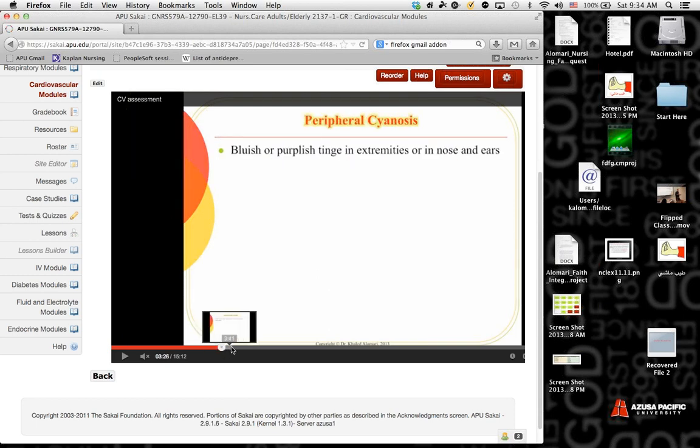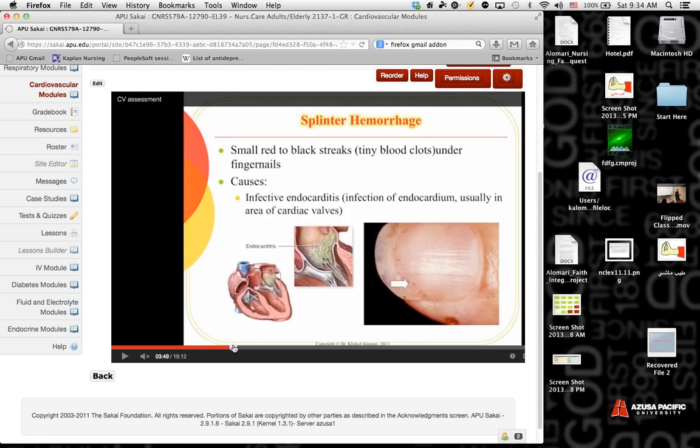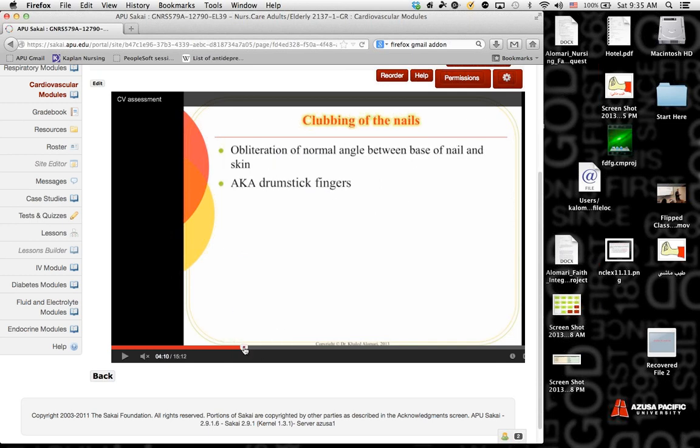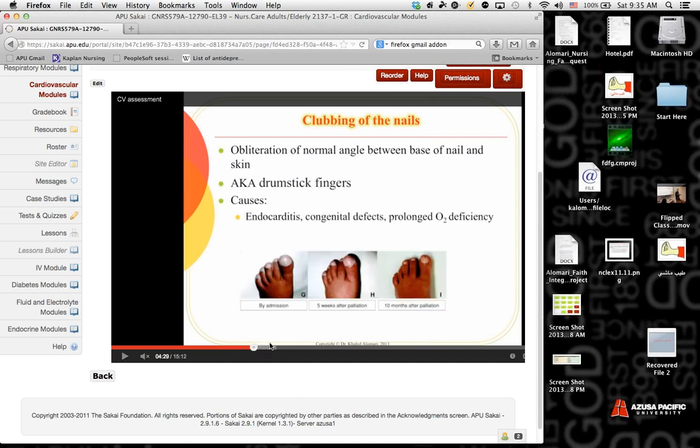The cyanosis, again, whether peripheral or central, has to do with a decrease of O2 in the blood. Splinter hemorrhage, you will learn about this next week. We said it's mainly connected to infection of the endocardium. This is something you see in endocarditis. You will talk about this next week. Clubbing, again, at least you need to know that these symptoms are abnormal and they could be serious. And again, it has to do with a decrease in the oxygenated blood.